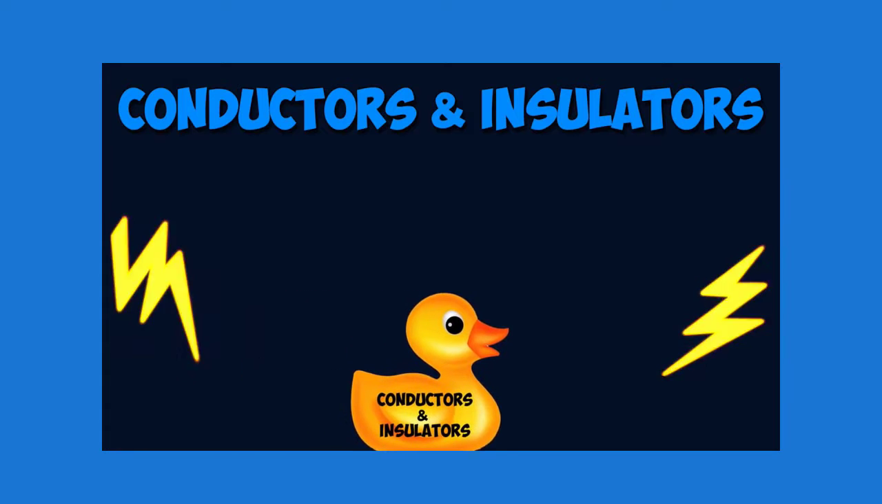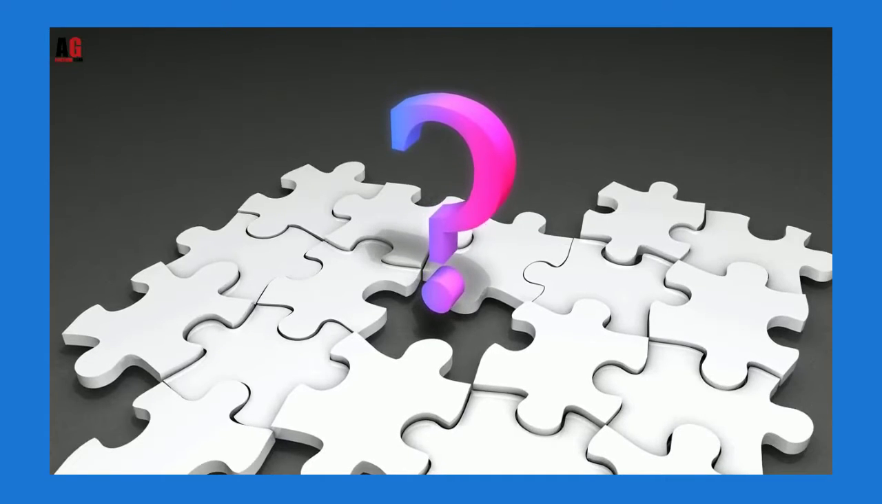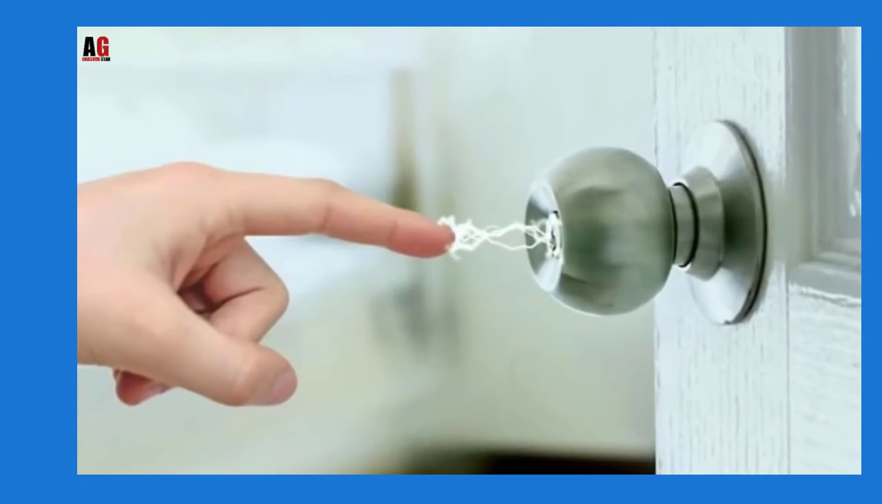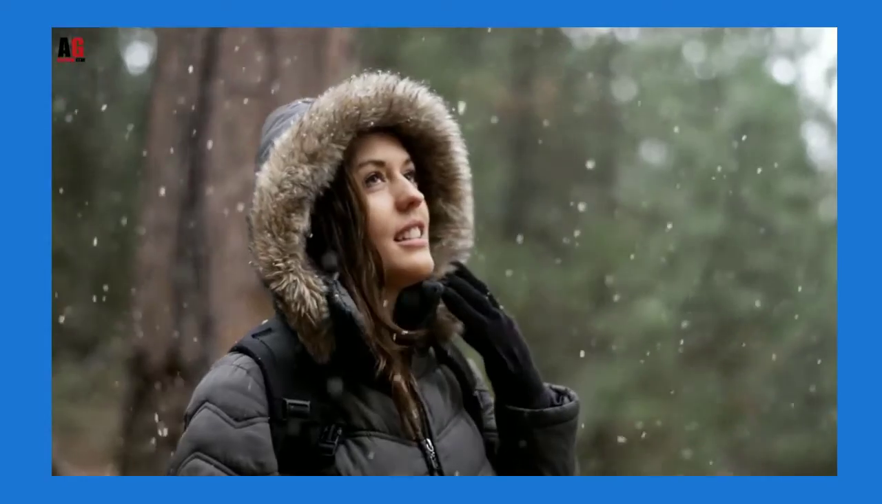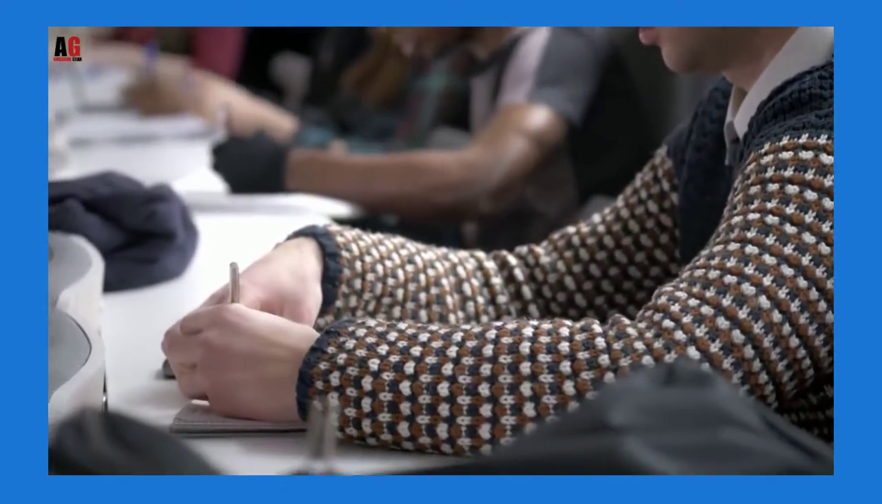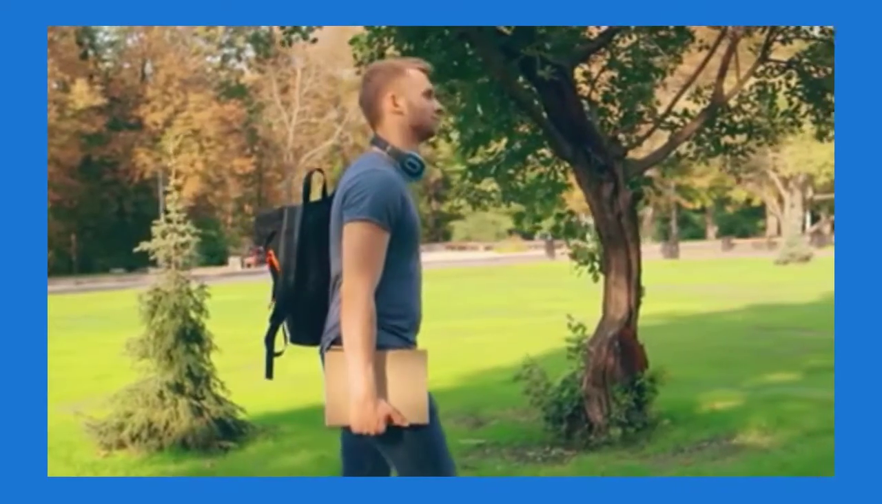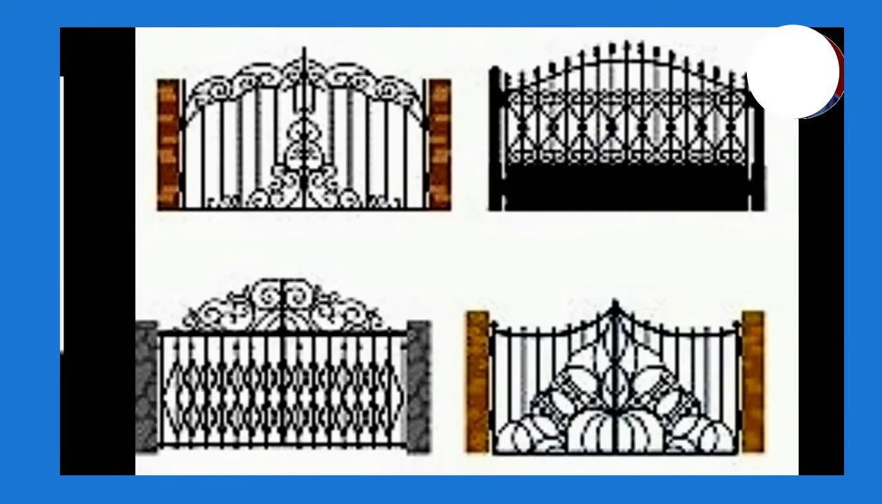Introduction to conductors and insulators. Have you ever wondered why you sometimes experience electric shock while opening your gate during the harmattan season? But when you take your book to read, you don't feel any shock. It is because your book is an insulator while the gate is made of metal, which is a conductor.